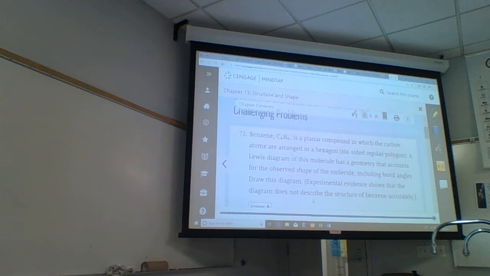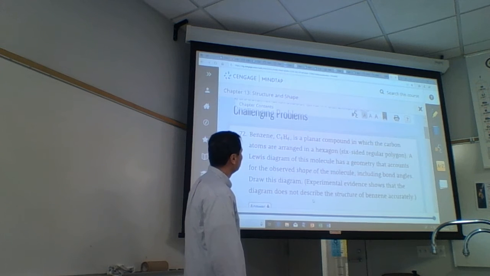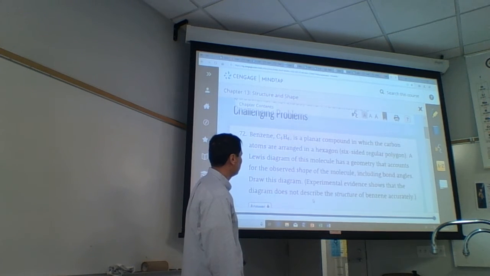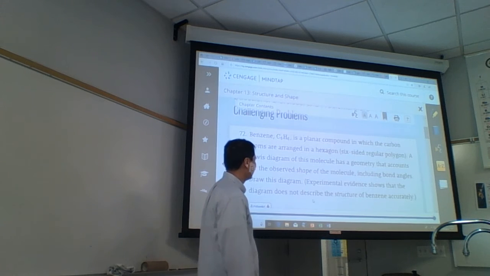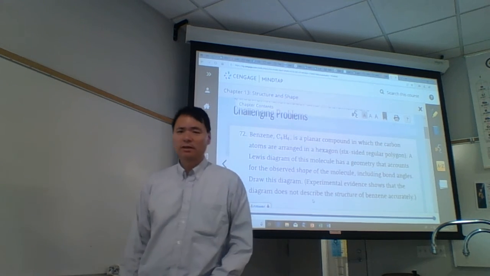Number 72. Benzene has the formula C6H6 and is a planar compound in which the carbon atoms are arranged in a hexagon, a six-sided polygon. The Lewis diagram of this molecule is a geometry that accounts for the observed shape of the molecule, including bond angles. Draw this diagram. Experimental evidence shows that the diagram does not describe the structure of benzene accurately.